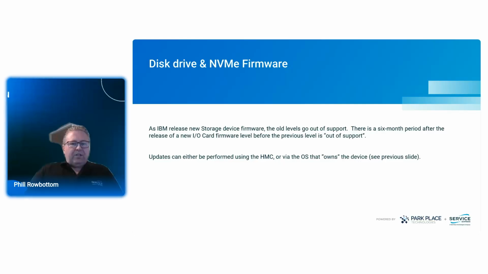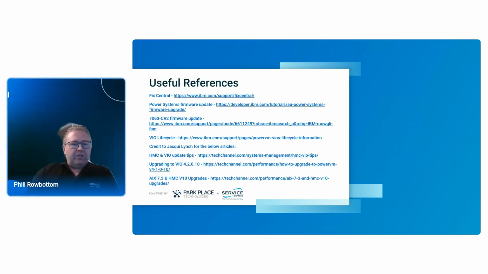So that's that. Having had only 20 minutes, and I've probably run a little longer than I should have, that's the end of my quick presentation. And I have a few useful resources here. So Fix Central, the Power System firmware update, the CR2 firmware update that I mentioned before. It gives a lot more detail on how to actually update the firmware on the CR2 HMC, the OS lifecycle, and some articles here from Jackie Lynch on updating HMC and VIOS and upgrading VIOS and AIX, and HMC upgrades.